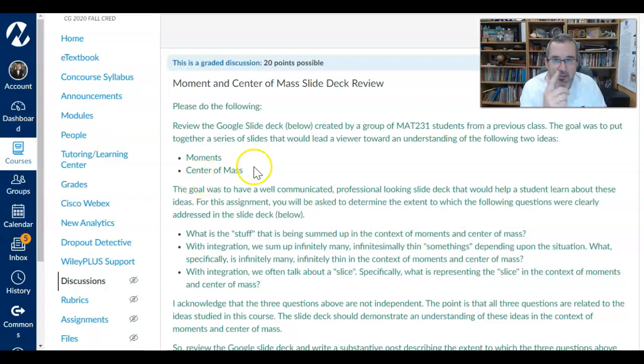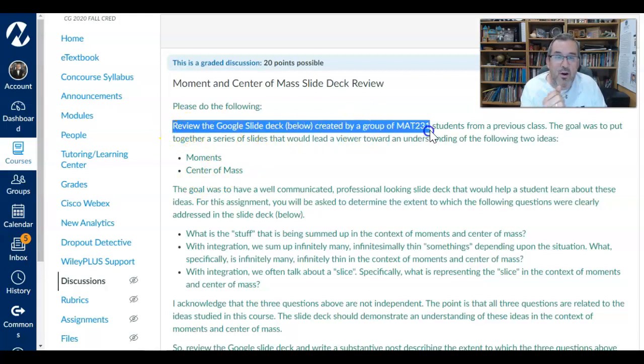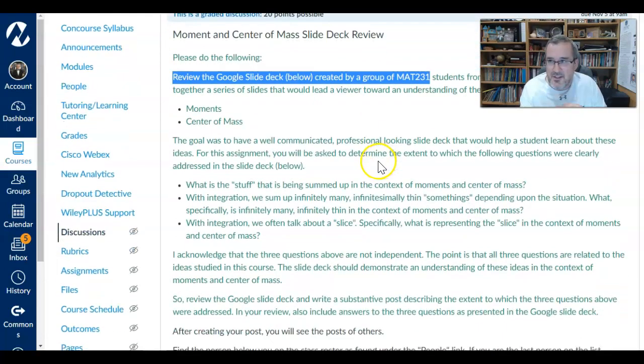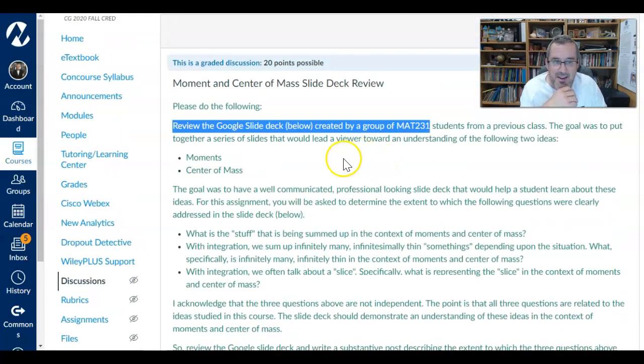But for this course, what I decided to do is, instead of have you create the slide deck, I want you to review the Google slide deck from one of the groups from a previous Calculus 2 class. So you'll read all this carefully, I know, but the idea was this. Hey class, make a Google slide, like you've seen, what, 10 of mine now. By the time you get here, you'll have seen 11 of my Google slide decks.